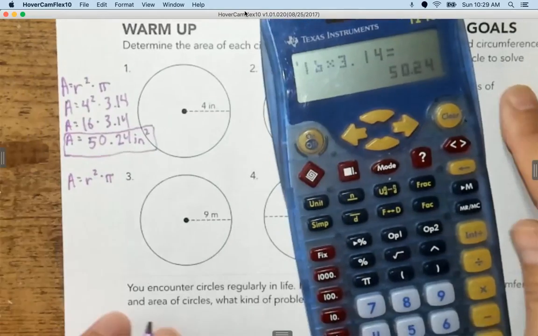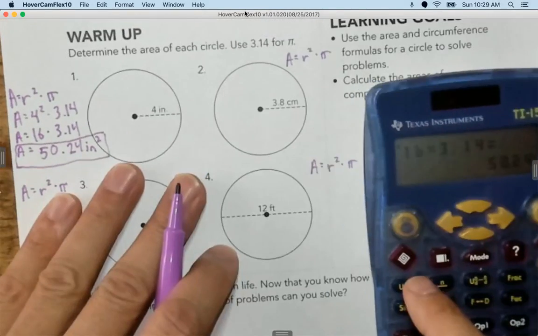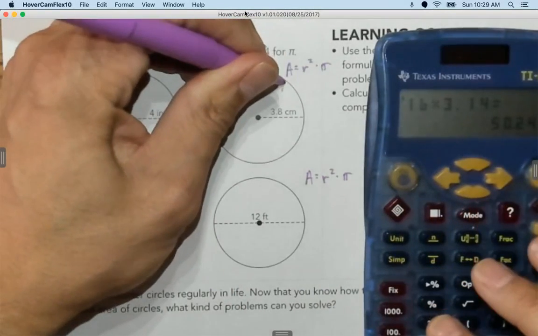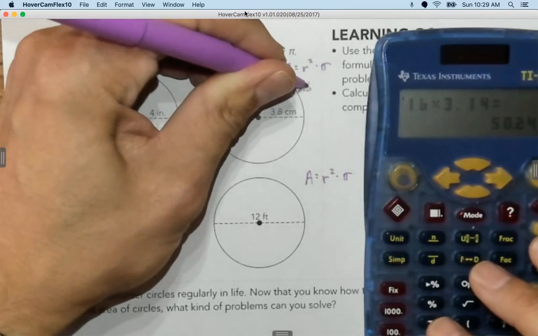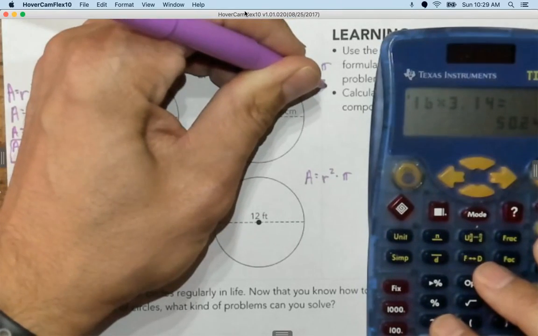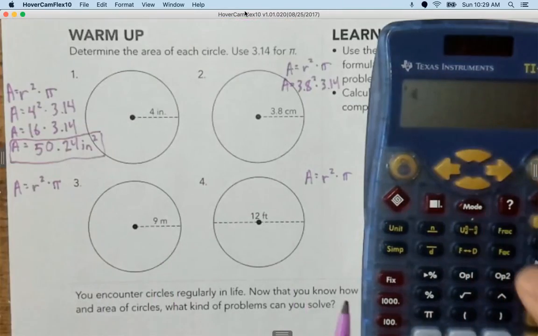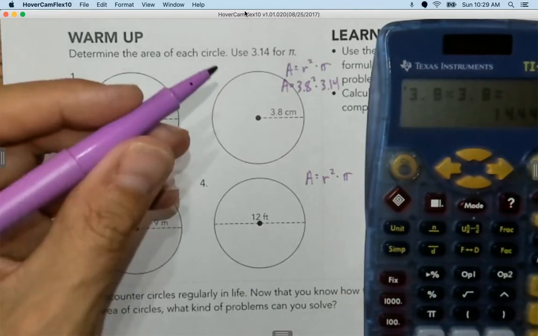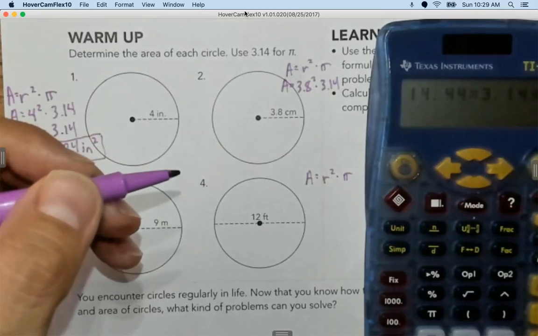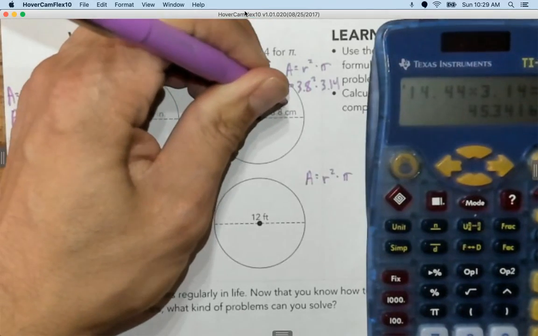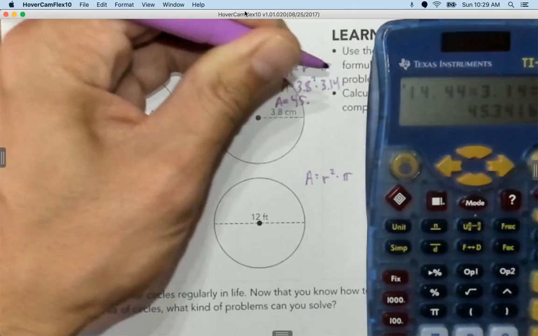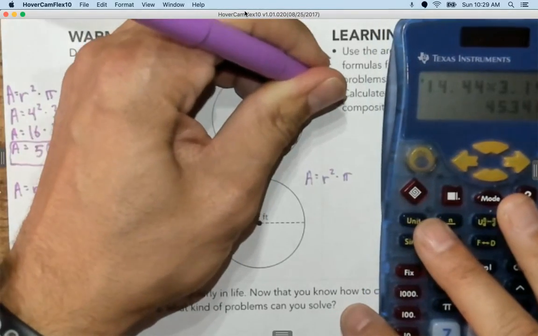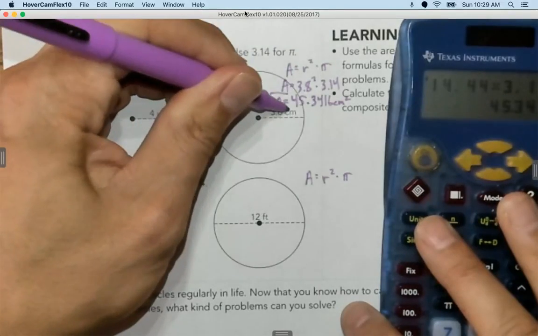Okay. Number 2, we have 3.8 centimeters as the radius, so 3.8 squared times 3.14. Then I have 3.8 times 3.8 times 3.14 to get my final area for this one of 45.3416 centimeters squared.